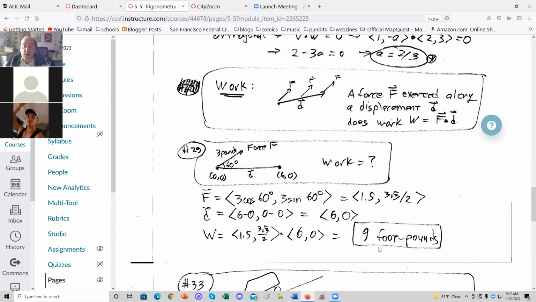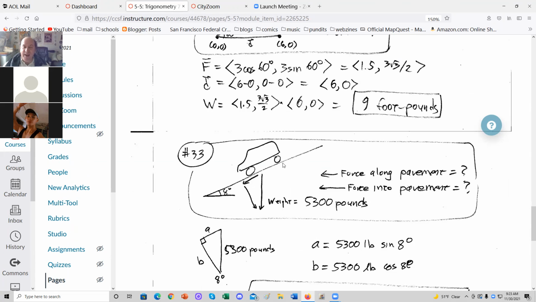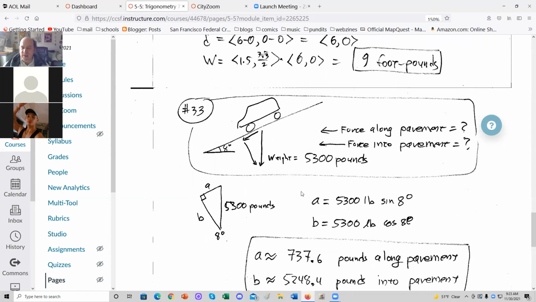Work is also the same as energy, so foot-pounds is actually a measure of energy. Here we have my crude diagram of a van. Actually, it kind of looks like a roller skate. It's on a sloped street, sloped at an angle of 8 degrees. Total weight is 5,300 pounds. What is the force along the pavement? In other words, how much force must the brakes apply to keep the thing from rolling? How much force into the pavement? All right, so that's the question.